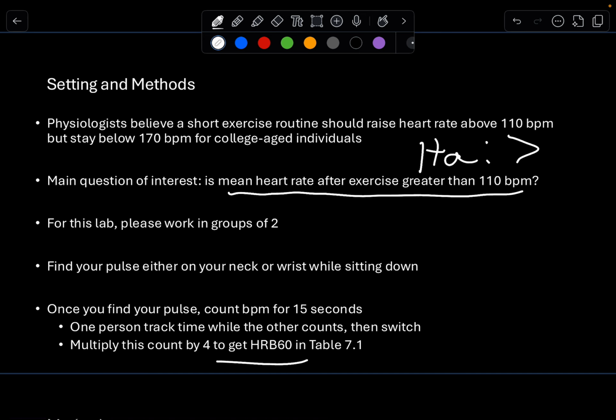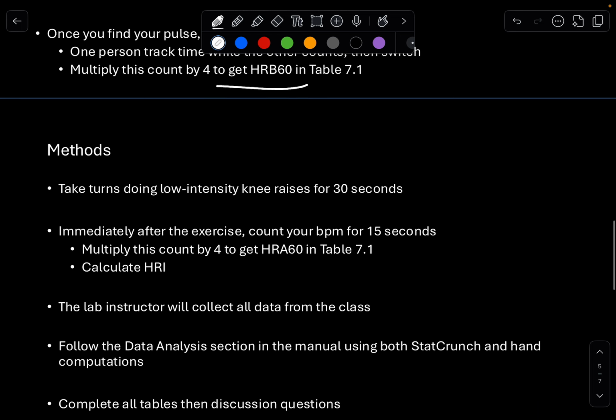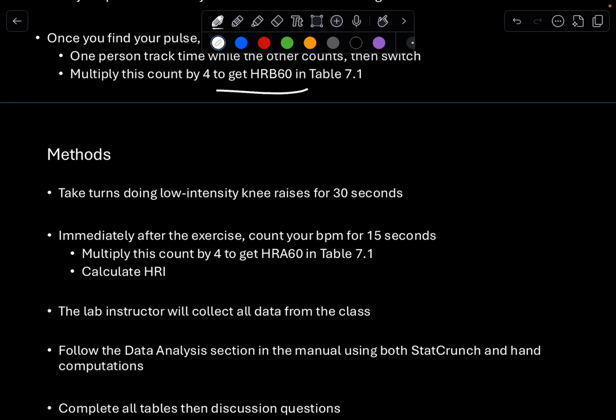So once you have the heart rate before, you'll take turns doing the exercises. So you'll just do low intensity knee raises for 30 seconds. You'll take turns, one person keep the time, one person do the exercise. After you do the exercise, find your heartbeat, count the number of beats, again, for 15 seconds, multiply that by 4, the BPM, the heartbeats by 4, to get HRA 60 in table 7.1. You need HRB 60 and HRA 60.